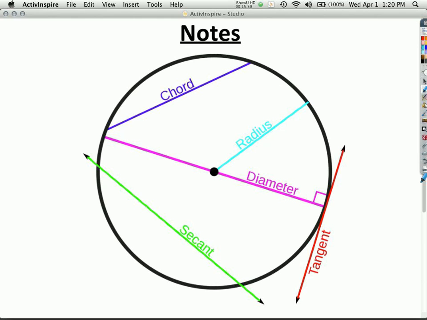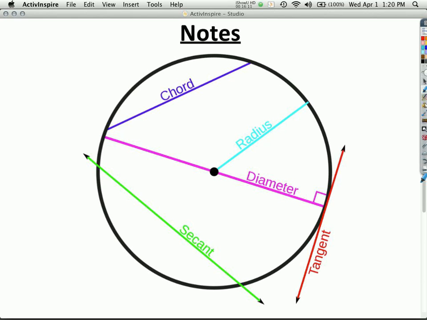Okay? So you need to be able, and I'm going to call on teams when we're done. You as a team need to be able to tell me what a chord is. What makes a chord a chord? What makes a diameter a diameter? What makes a radius a radius?